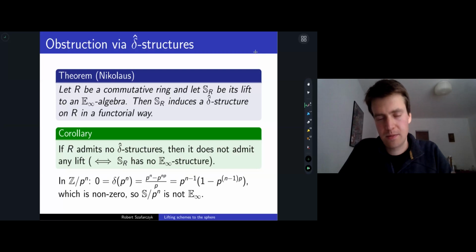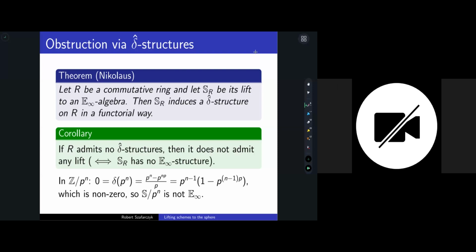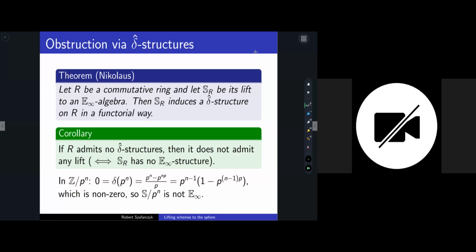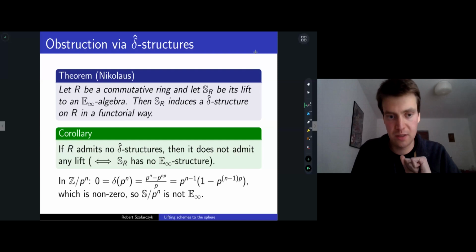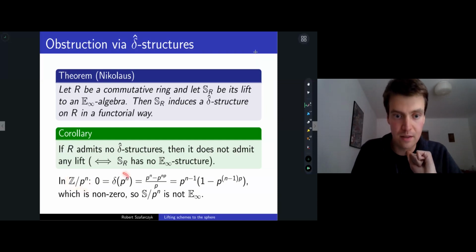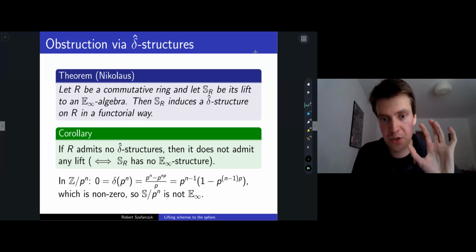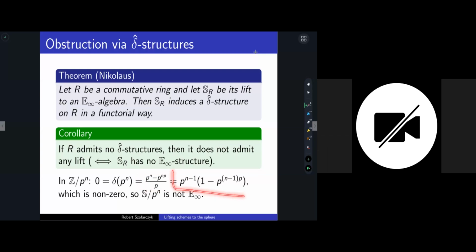Are there questions? Sorry, could you just repeat why it's the only delta structure, like the one that you gave? Well, I'm checking for the Z mod p to the n example. Exactly. Assume there is a delta structure on Z mod p to the n. Then delta of p to the n is 0. But also p to the n is an integer, and I know that for integers there's a unique delta structure, which is given by this formula. Okay, yeah, that's the point. Thank you.